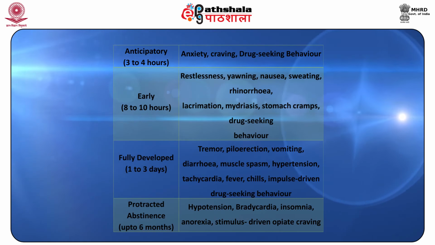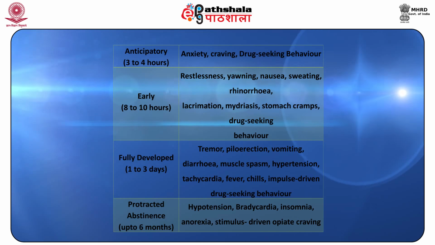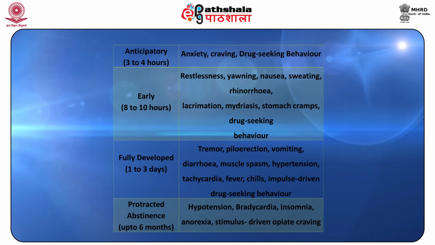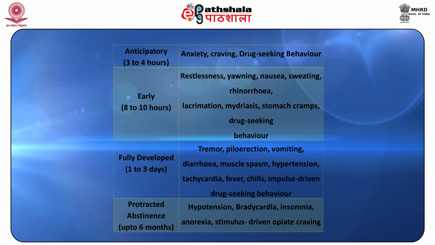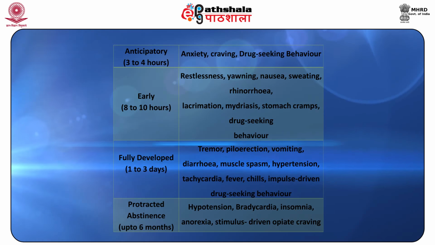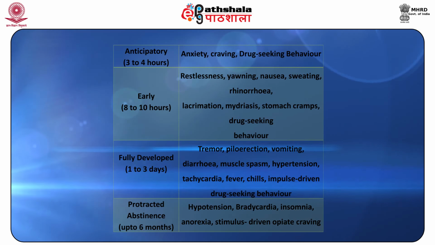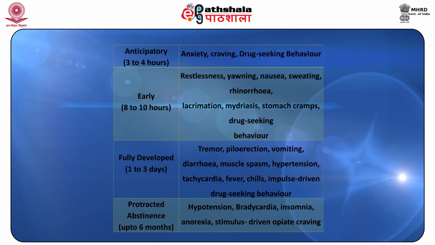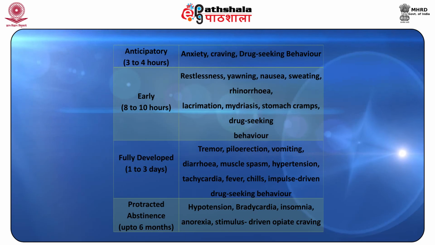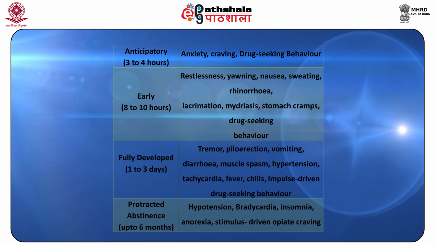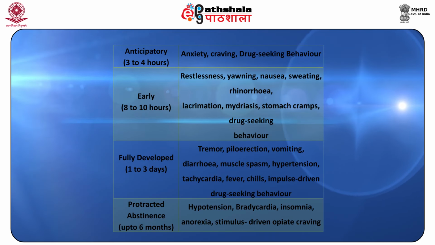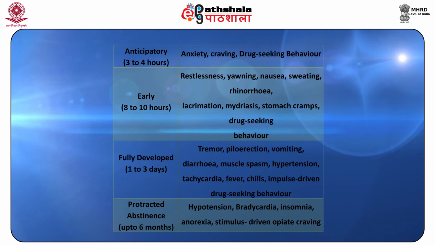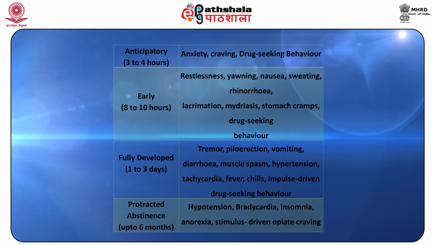seen. Fully developed stage, that is 1 to 3 days, in which tremor, piloerection, vomiting, diarrhea, muscle spasm, hypertension, tachycardia, fever, chills, and impulse-driven drug-seeking behavior are observed. In the protracted abstinence, that is up to 6 months, hypertension, bradycardia, insomnia, anorexia, and stimulus-driven opiate craving are observed.